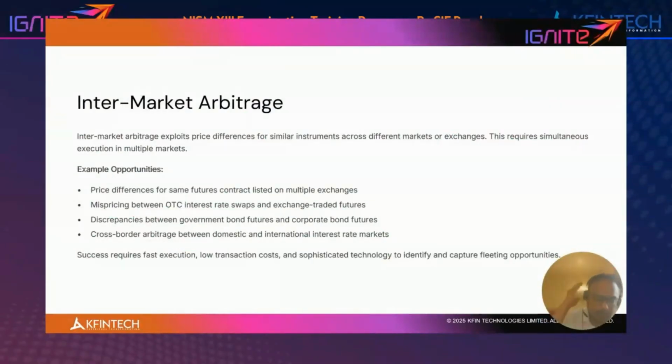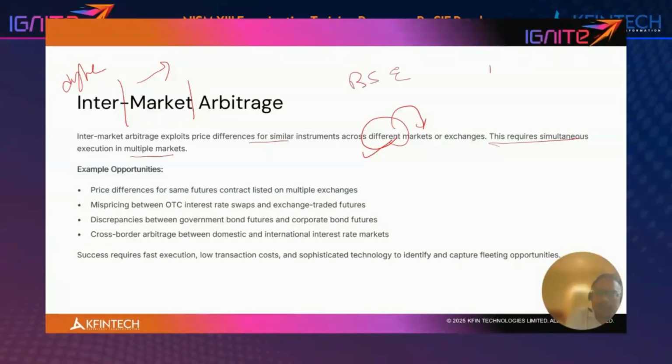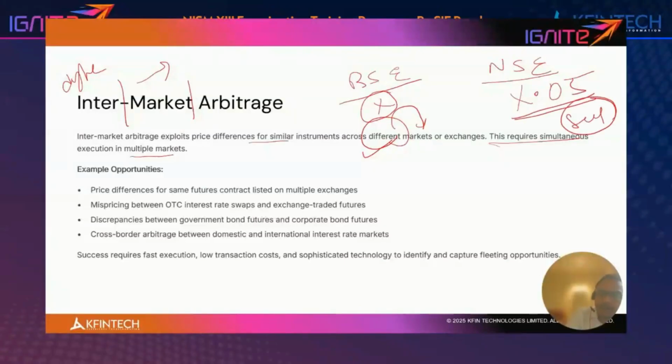We now see the intermarket arbitrage. Intermarket, again, let's break the prefix. Inter means different. So intermarket arbitrage exploits price differences for similar instruments across different markets. This requires simultaneous execution in multiple markets. Let's say BSE, NSE in India for simplicity. If any bond is trading over here at X price and it is trading over here at X.05 price, there is a mispricing. You can sell it over here and buy it over here because it is at a premium over here. So that is called intermarket arbitrage.